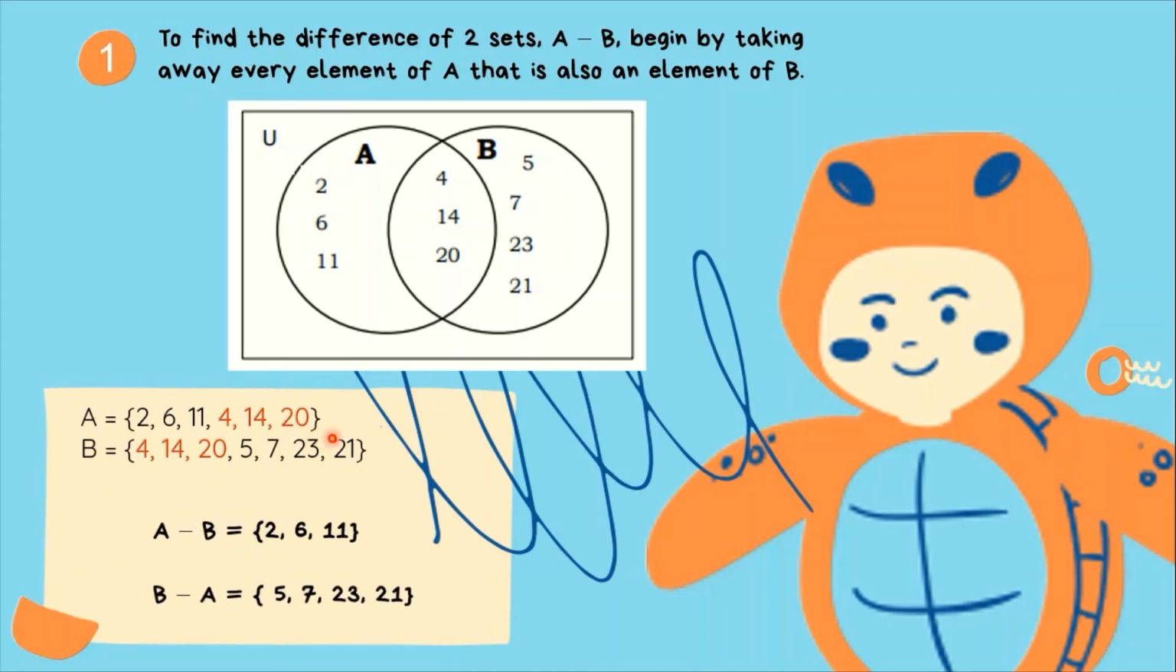Ganon din naman kapag B minus A, si B ay babawasan natin ng mga elements na pareho with set A, which is 4, 14, and 20. Kaya ang natitira kay B ay 5, 7, 23, at 21 na lamang.